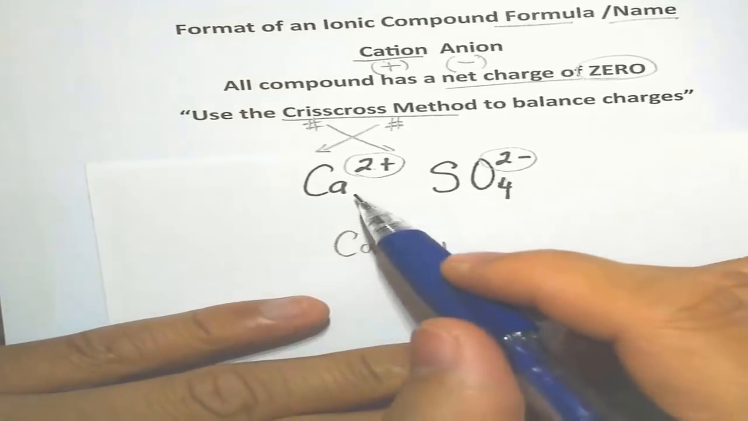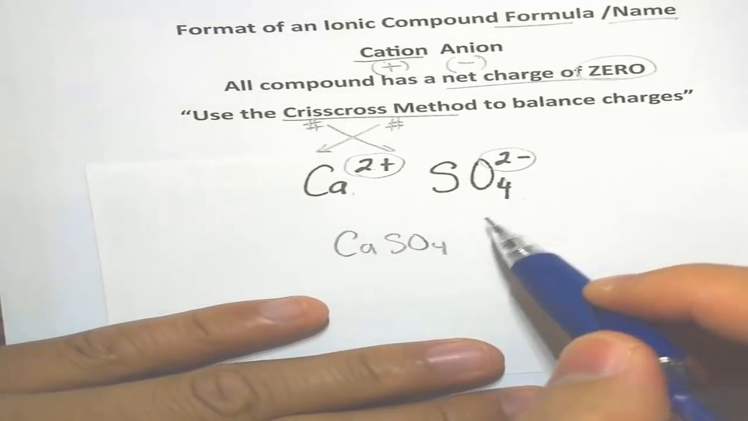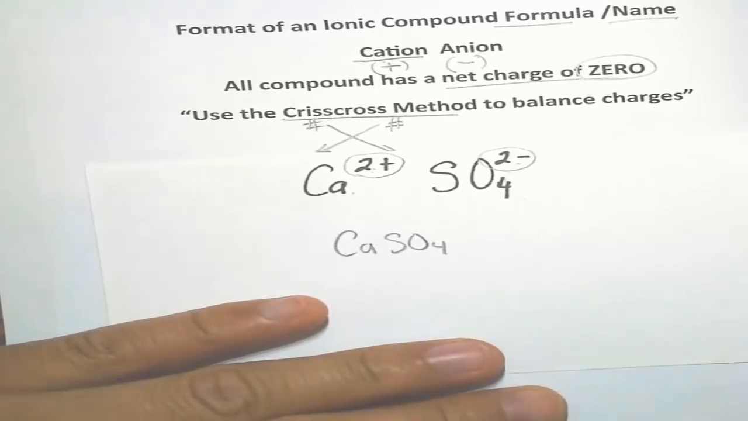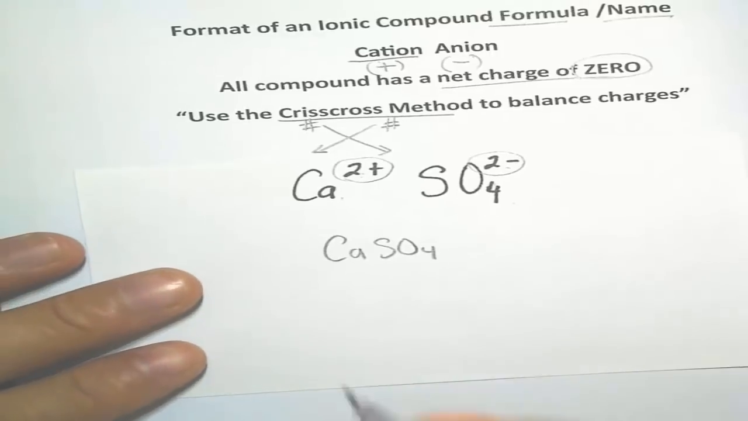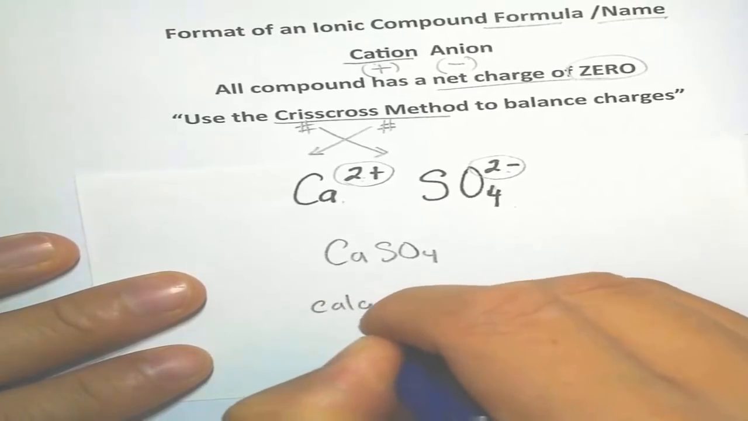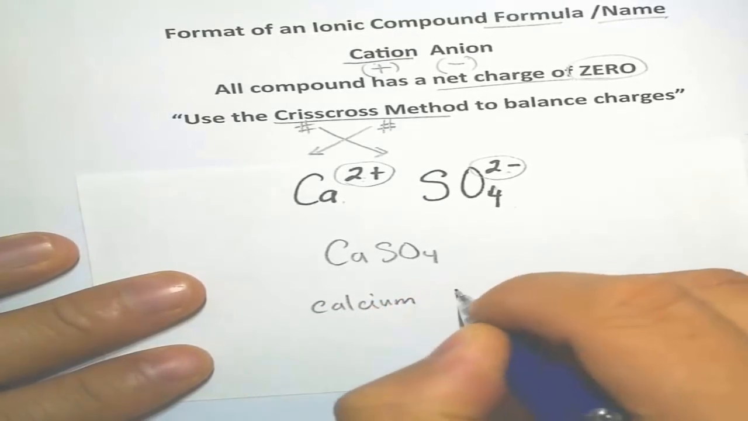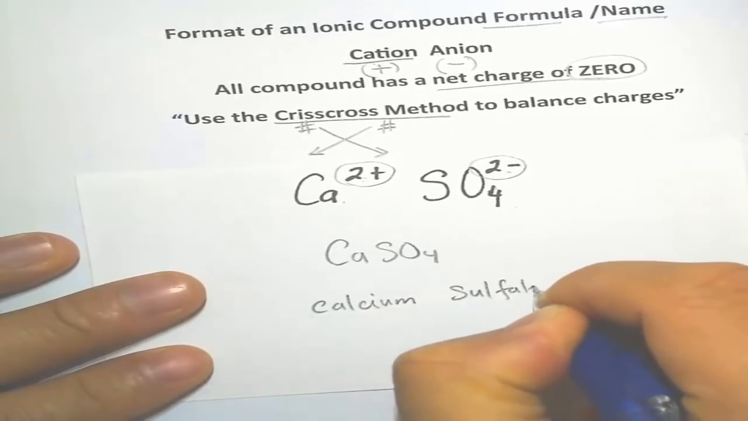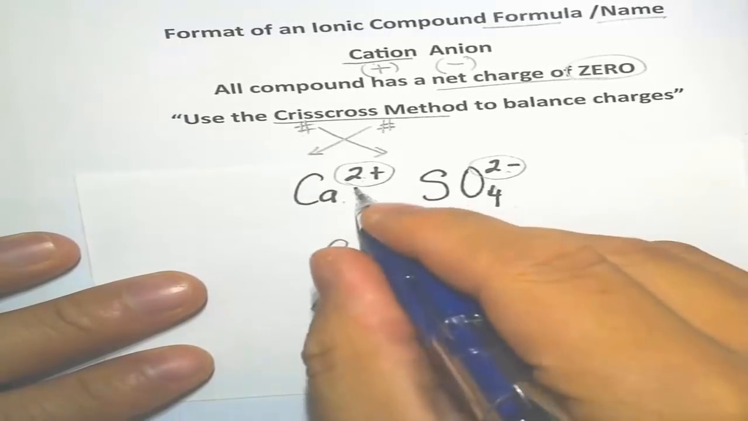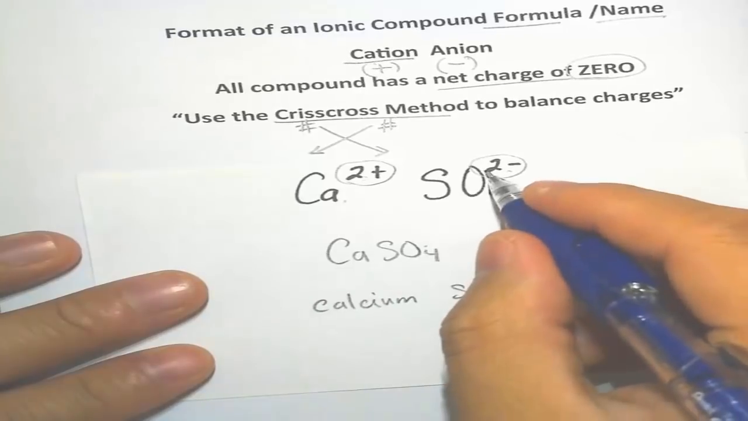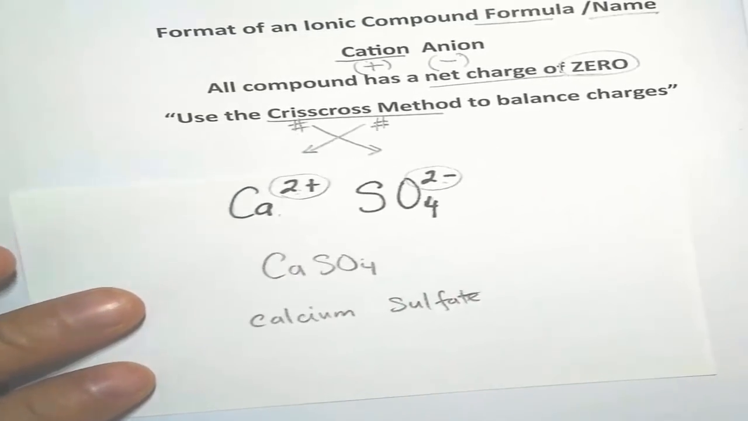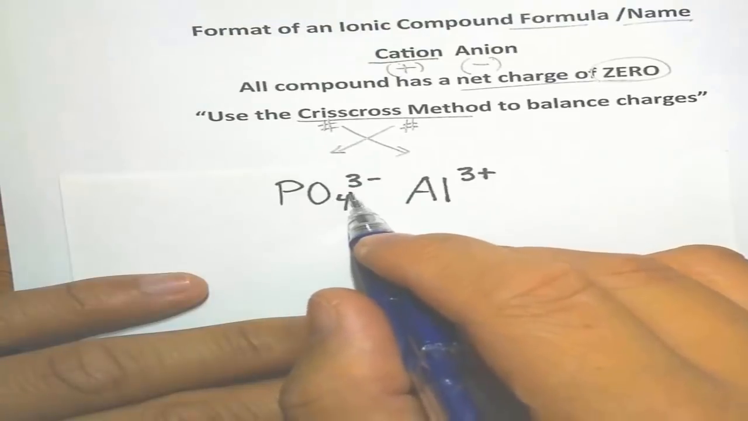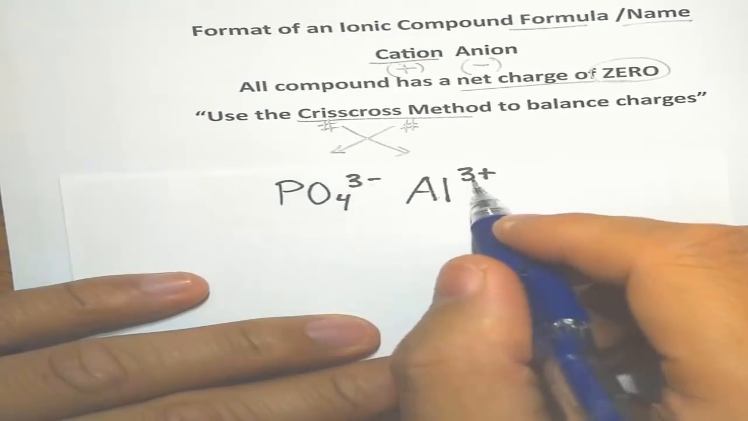Because really all we need is just 1 calcium and 1 sulfate. And the charges are equal to each other, so they cancel each other out. That's all we have to do. Isn't that easy? And of course the name is going to be calcium sulfate. We can prove that calcium is 2+ and sulfate is 2-, and we have 1 of each, and they cancel each other out. Isn't that easy?